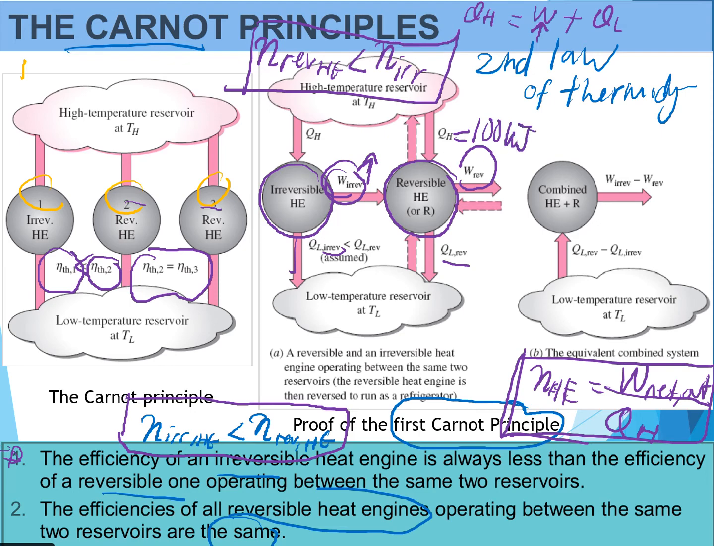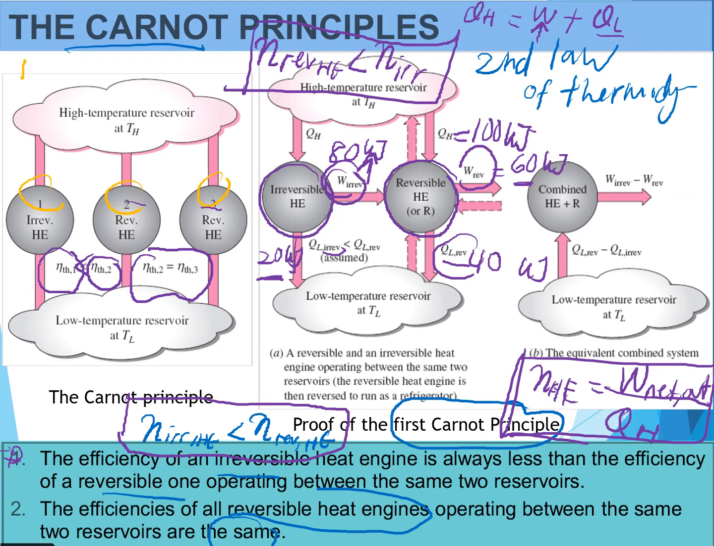If the first heat engine has a greater efficiency, for example, it will deliver about 80 kilojoule, and then the second reversible heat engine will deliver only about maybe 60 kilojoule, and then the rest is your QL. So 100 minus 80 is 20, and then 100 minus 60 equals 40. So your QL here for irreversible is lower than QL for reversible heat engine, right?